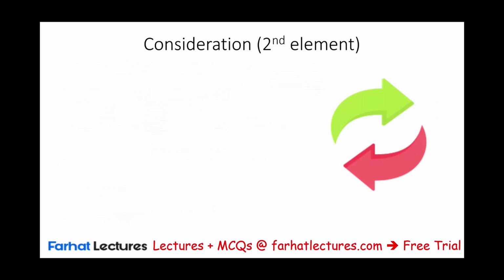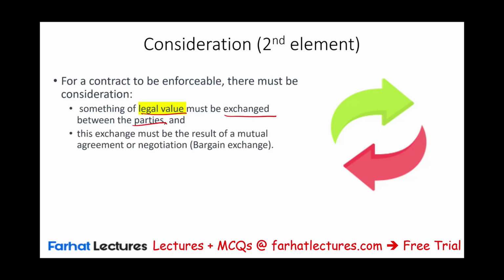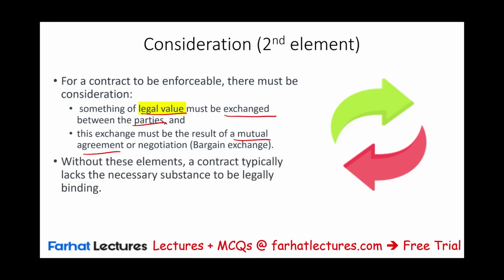Let's take a look at the second element of the contract, and that is consideration. For a contract to be enforceable, there must be some sort of consideration, an exchange of two things. Something of legal value must be exchanged, and we're going to talk about what legal value is, between the parties, and the exchange must be the result of mutual agreement or negotiation. There's some sort of bargaining going on back and forth. Without these elements, a contract typically lacks the necessary substance to be legally binding. So we have to have some sort of legal value being exchanged.